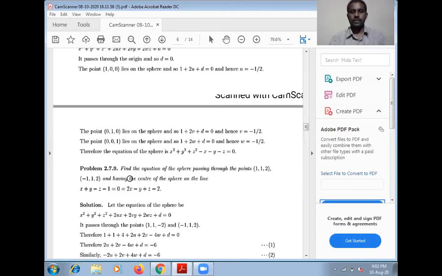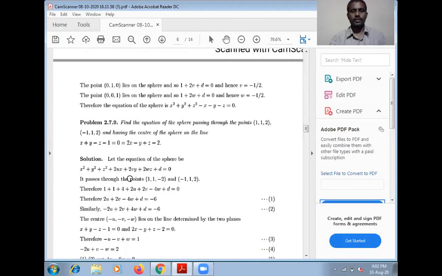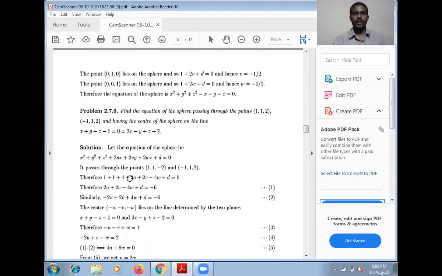Now let us solve another problem. Find the equation of the sphere passing through the points 1, 1, 2 and minus 1, 1, 2 and having the center of the sphere on the line x plus y minus z minus 1 equal to 0, 2x minus y plus z minus 2 equal to 0.